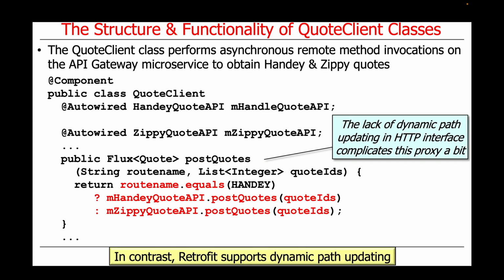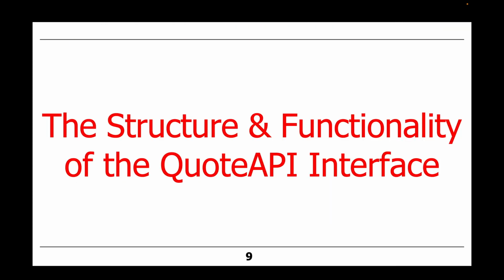Now, it turns out, because of a limitation, which is kind of annoying, with Spring 6 HTTP interface, there's no way to do dynamic path updates with HTTP interface. So we have to manually write a separate wrapper proxy, if you will, that takes the route name and then either calls the Handey quote API post quotes method or calls the Zippy quote API post quotes method. In contrast, Retrofit supports dynamic path updating. That's one of the few areas where Retrofit actually does a better job than HTTP interface does.